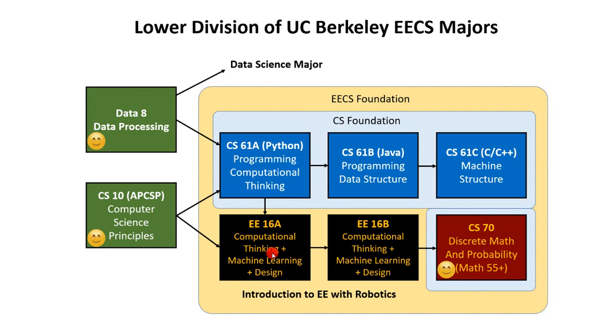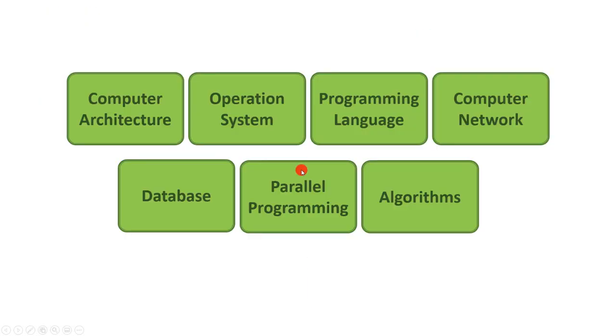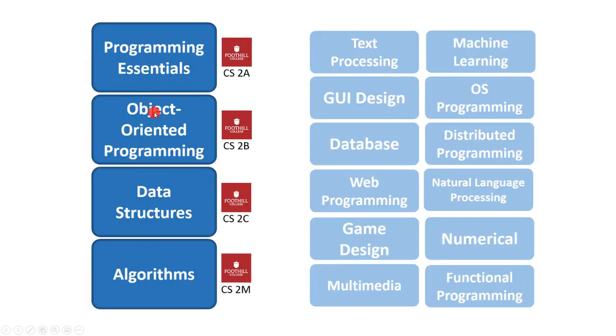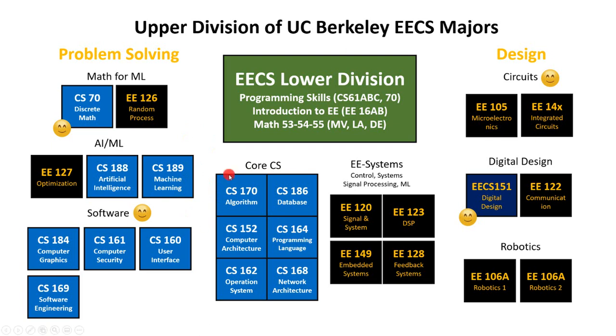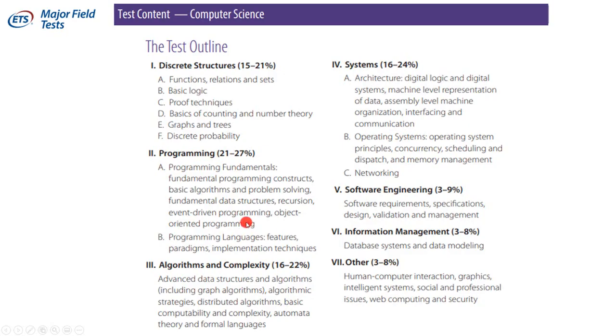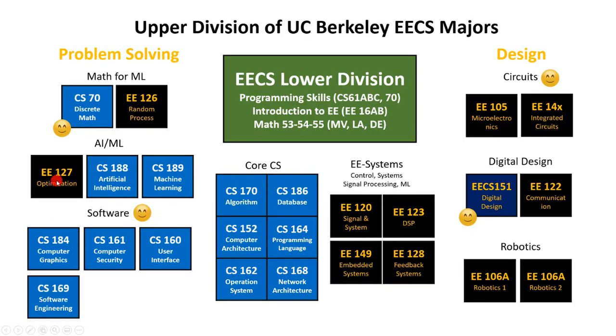So here I show you the lower division for UC Berkeley EECS. And for computer science, you just need to finish the blue ones. It comes with computational thinking, programming data structure, and machine structure. These include computer architecture, or logic design, and also these different programming skills. In upper division, you have algorithm, database, computer architecture, programming language, operating system, network architecture. These cover the core courses. And there are some electives that you can take.